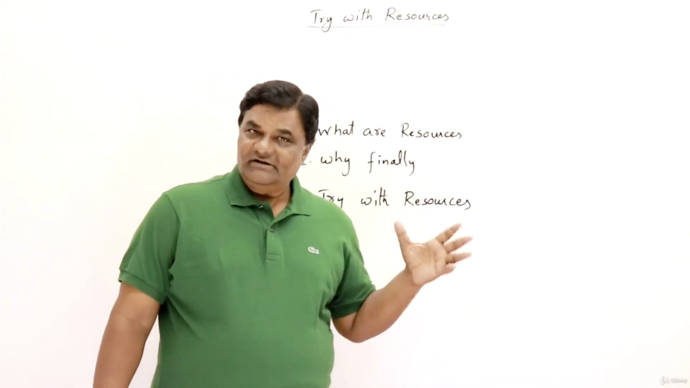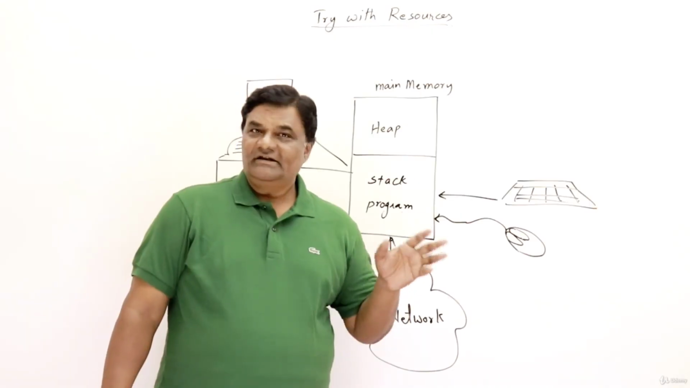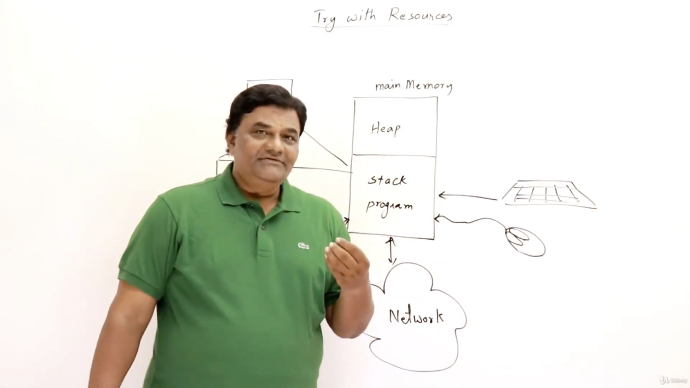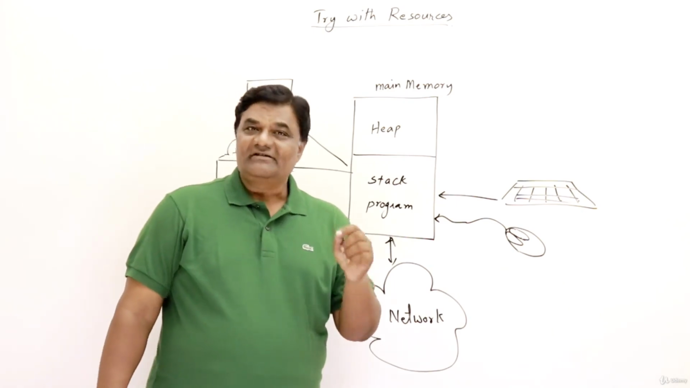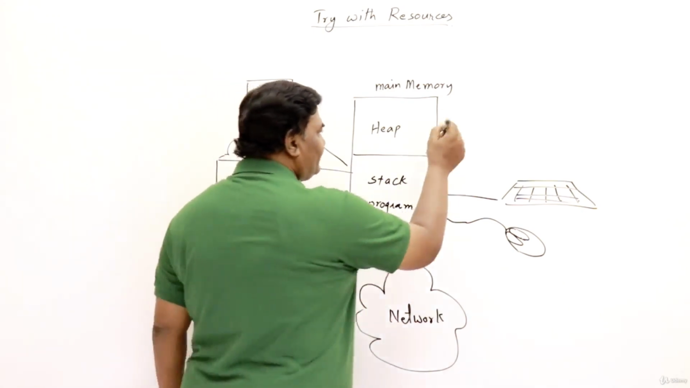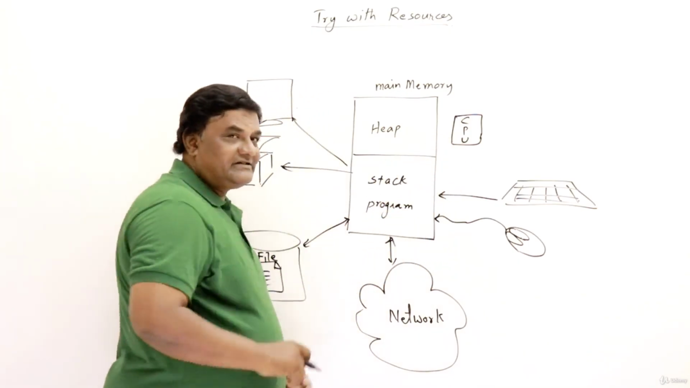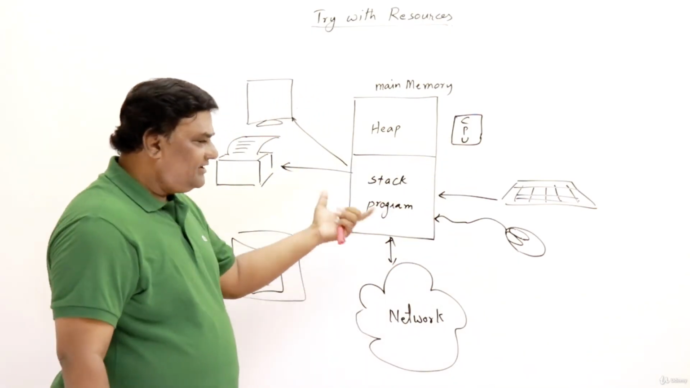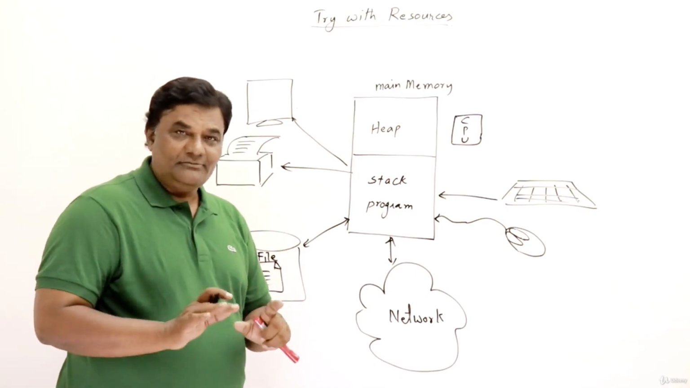Let us learn about resources. Here I have a diagram. See, this is the main memory. When we run our program, programs will be running inside main memory and the CPU will be executing the program. So here Java program runs inside JVM and JVM will get them executed. I'm not showing JVM in the picture. Let us look at the program only.